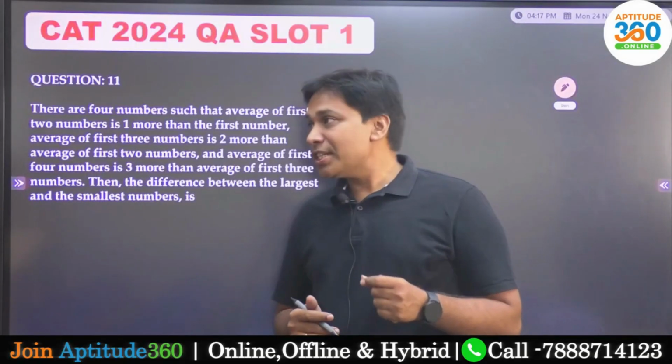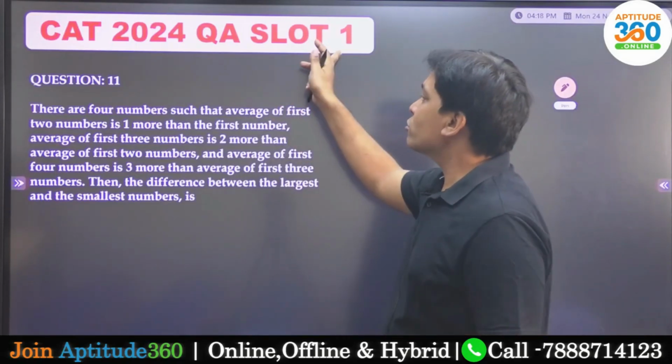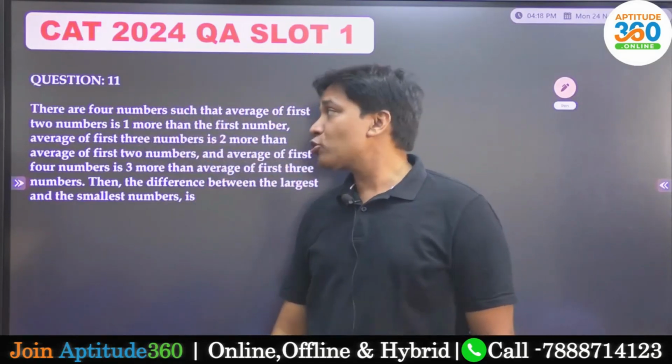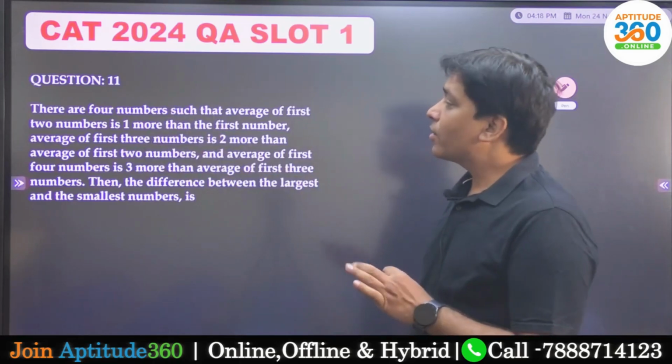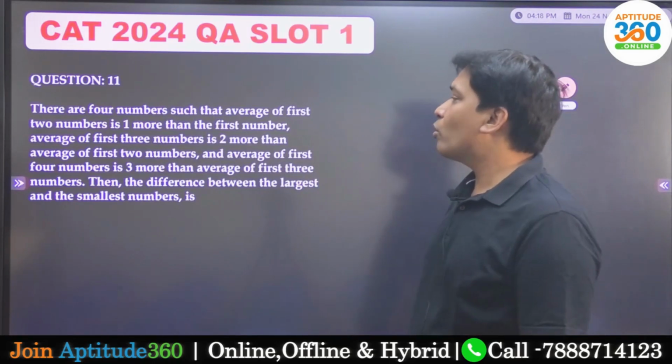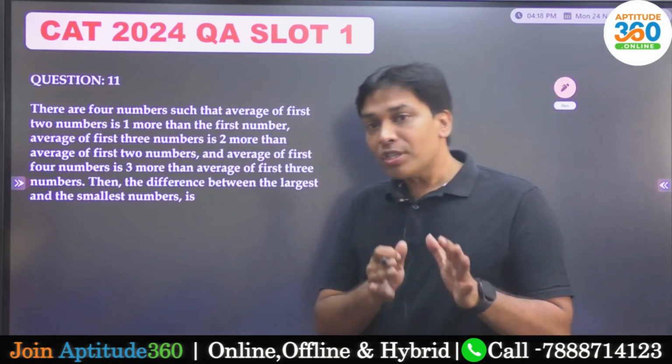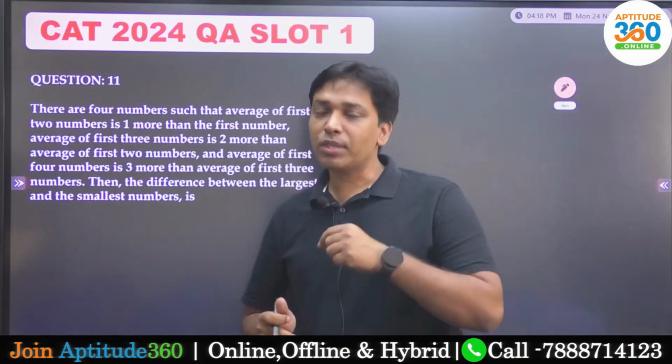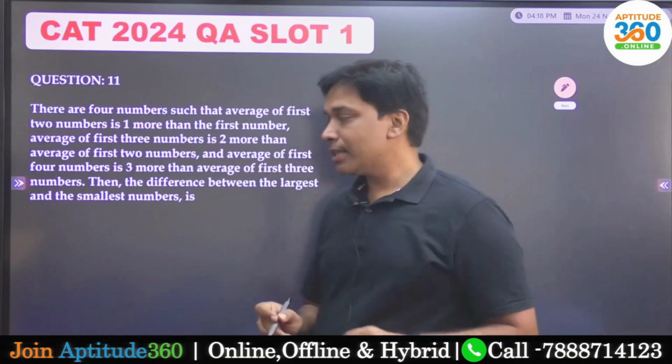Let us solve this question. It was asked in CAT 2024 slot 1. It was from the average topic. The problem says that there are 4 numbers such that the average of the first 2 numbers is 1 more than the first number. So for the sake of convenience, I am taking my first value as 1, right?